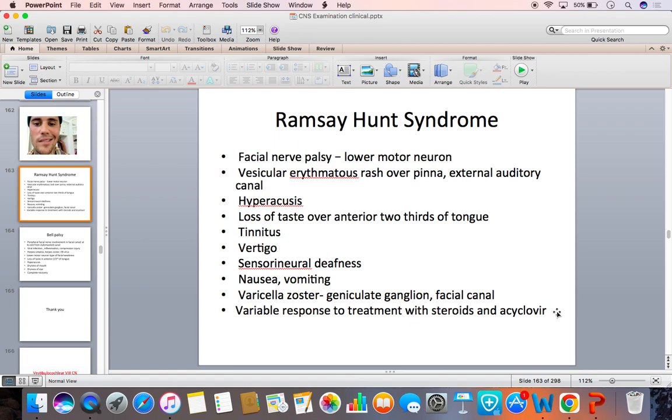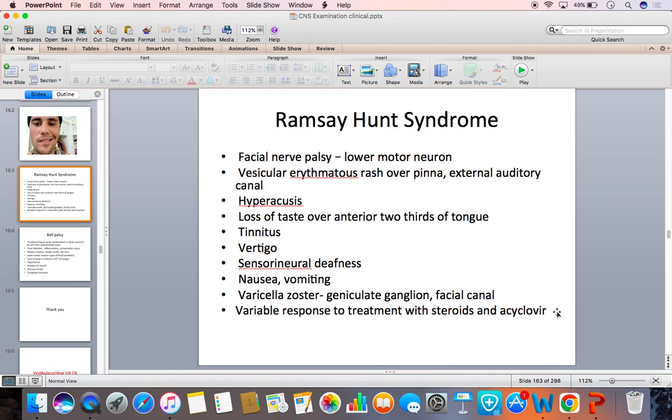Facial nerve palsy, lower motor neuron, involving the ipsilateral total face, vesicular eruptions, rash over the pinna and external canal, hyperacusis, loss of taste over the anterior two-thirds of the tongue because of the involvement of the chorda tympani, tinnitus, and vertigo because the eighth nerve is also affected because of the inflammation in the particular area, sensorineural deafness, nausea, vomiting. So these are some of the features of Ramsay-Hunt syndrome.